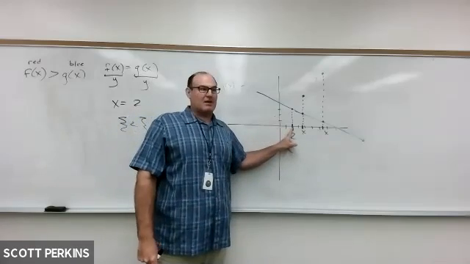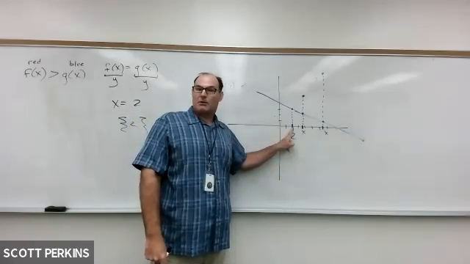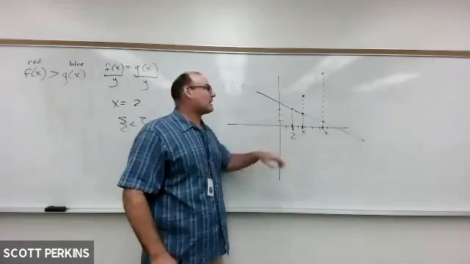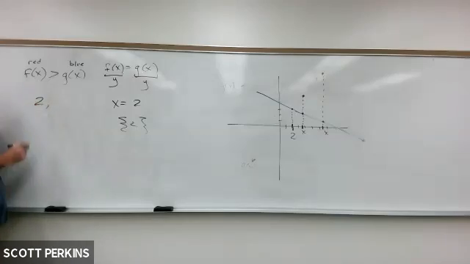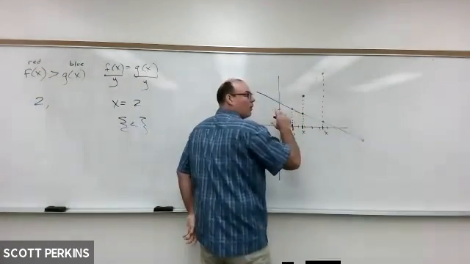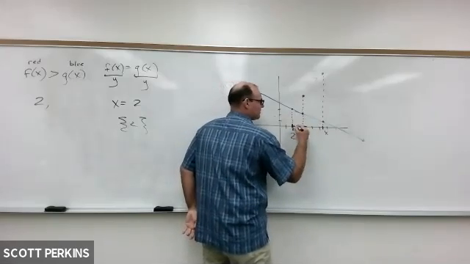2 is the boundary, because that's where they're equal. Would everybody agree with that? 2 is where they're equal, so it's one side or the other. So I'm going to start my boundary at 2. And then you told me to the right. So I'm going to make this a little darker.